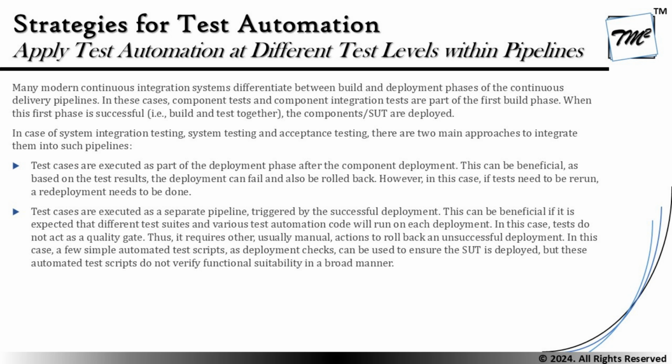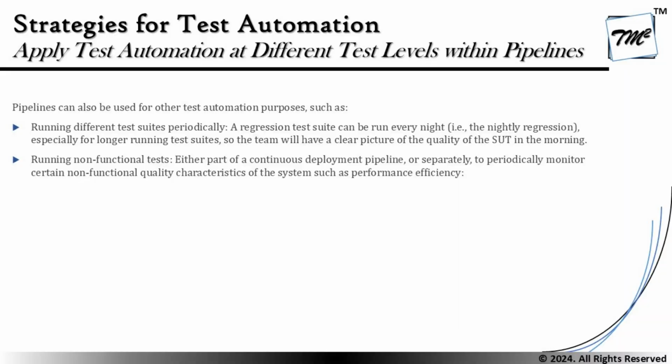Further to add, in this case, a few simple automated test scripts as a deployment check can be used to ensure the SUT is deployed, but these automated test scripts do not verify any functional suitability in a broad manner. And that pretty much makes sense, as they are more about fulfilling the qualities to supply to the main branch, but not interested in performing any kind of basic checks which are already performed in the previous levels. So that's pretty much what exactly we cover as a part of our CI/CD pipeline, with two different approaches if we don't want to do them together. Let's move on to the next part of it.